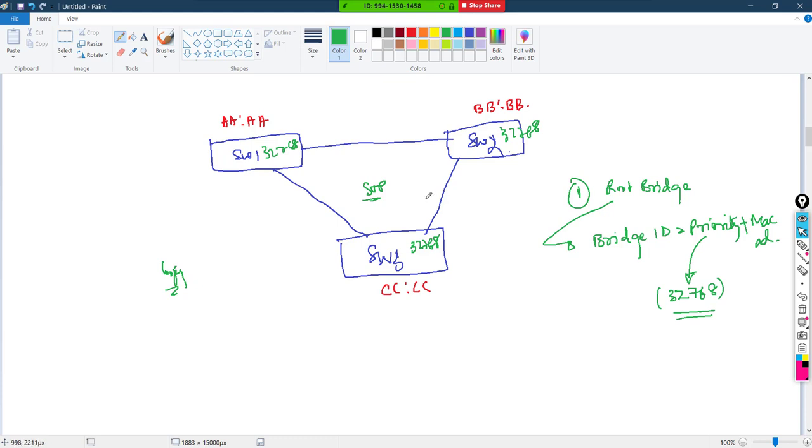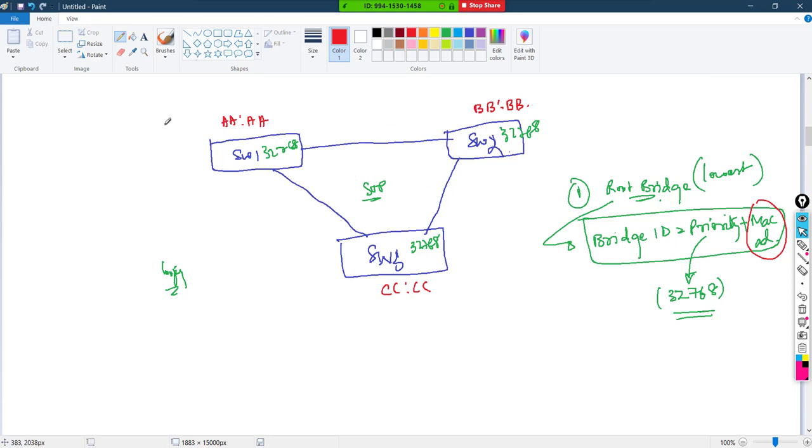I'll tell you how to manipulate this in the tuning part of STP, but as of now, remember this is the formula to find the root bridge. And always the lowest wins, not the highest. It's the lowest that wins the election. So, considering that all priorities are the same, now the tiebreaker is your MAC address. Which one do you think has the lowest MAC address?